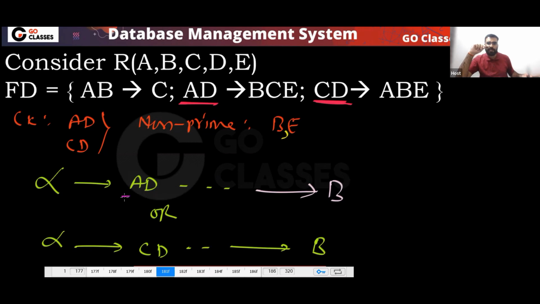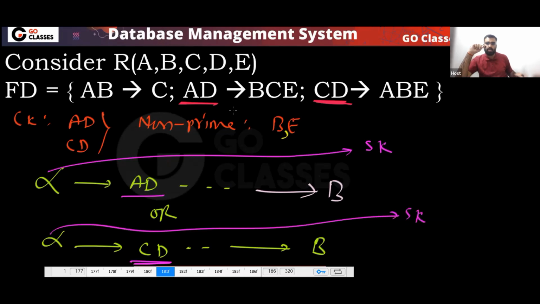But if alpha can determine AD, if alpha can determine CD, then this is a super key. Yes or no? Then this is a super key. So if anyone will determine B, then it will be a super key.